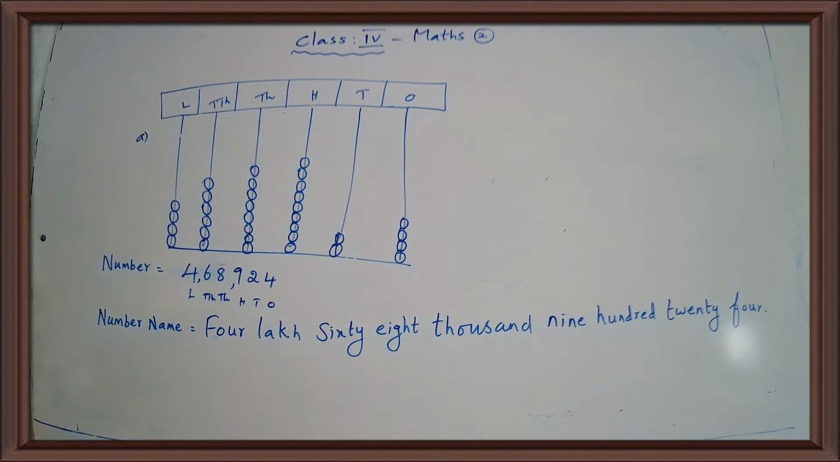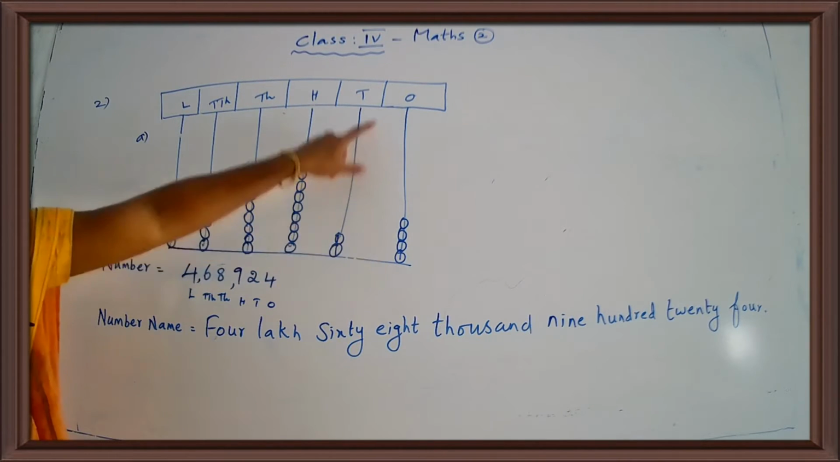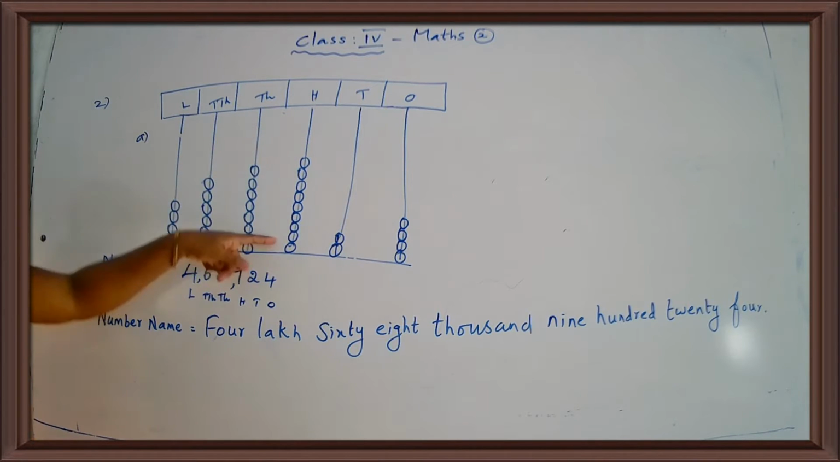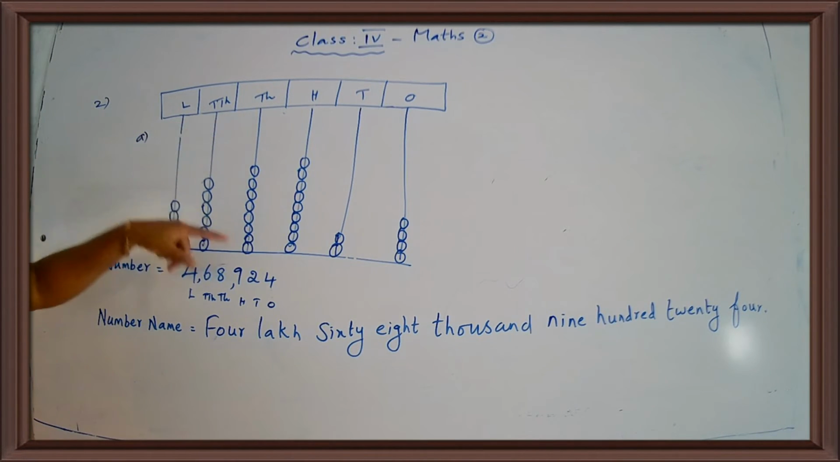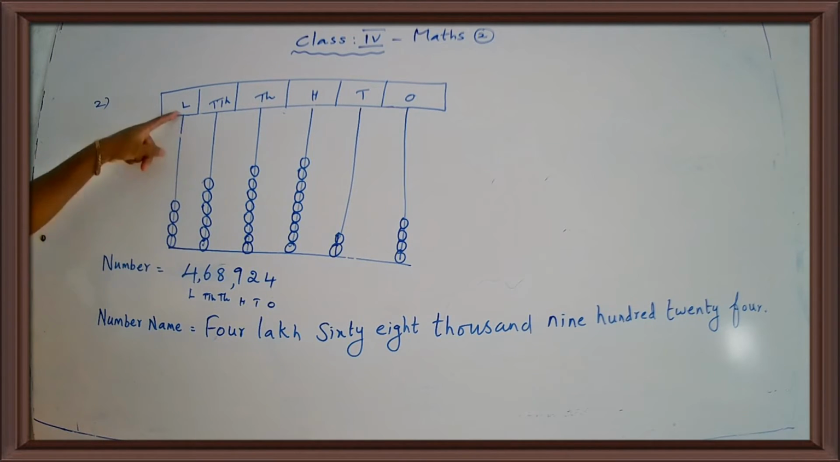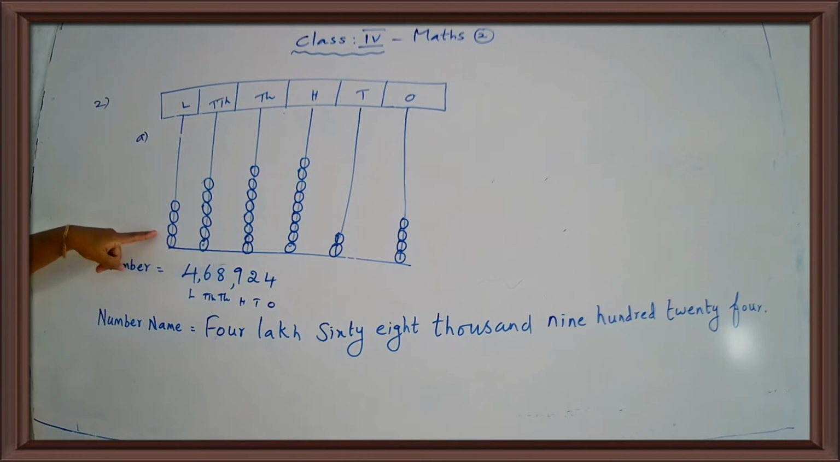Yes. So now you take your book and write. I hope the book is in your hand. So now you complete it. In the second question, A part, first you draw the beads. Draw the beads from the ones place onwards. Ones place, how many beads? 4 beads. Tens place 2 beads. Hundreds place 9 beads. Thousands place 8 beads. 10,000s place 6 beads. And in the lakh place, how many beads? 4 beads. Draw the beads.